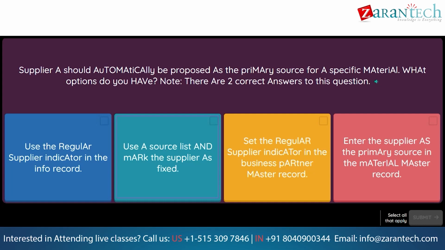Option 2 use a source list and mark the supplier as fixed. Option 3 set the regular supplier indicator in the business partner master record. Option 4 enter the supplier as the primary source in the material master record.